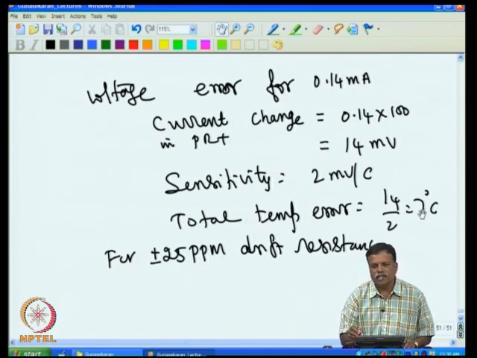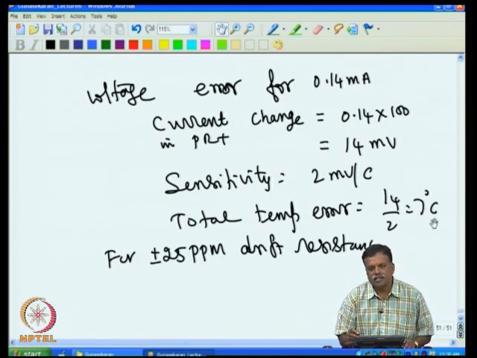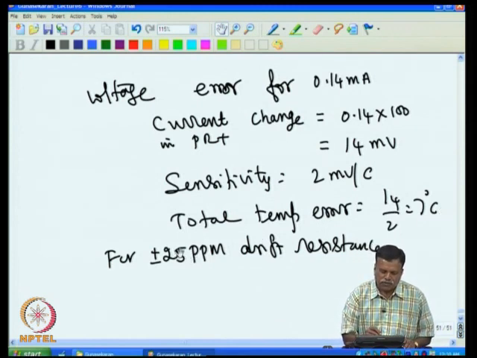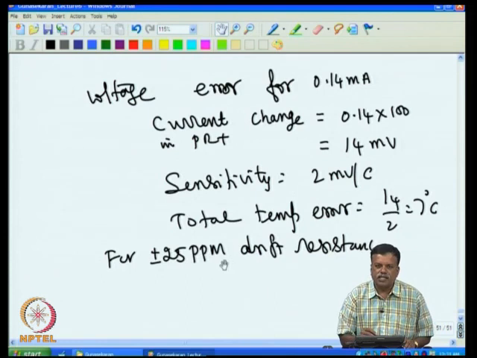That is, a 7 degree error will come if I use an ordinary 300 ppm carbon resistance. But if I go for a metal film resistance of 25 ppm, the drift will automatically come down significantly. One can calculate and see this. I leave this exercise to you, I will not repeat it.